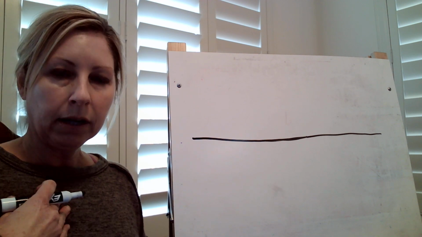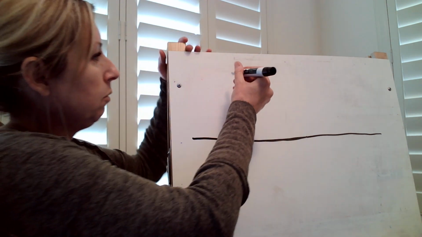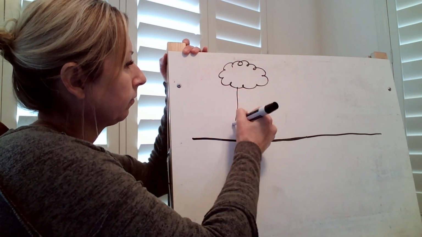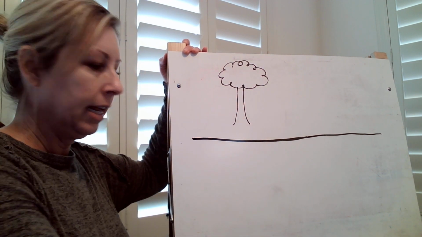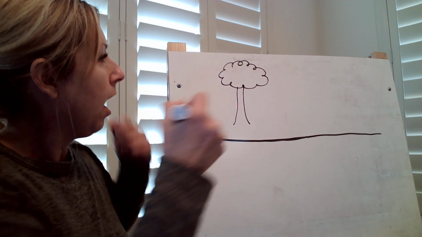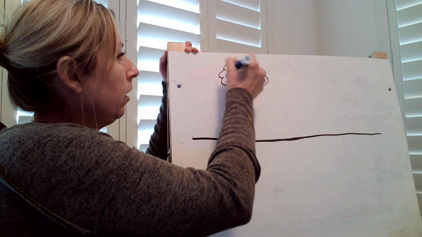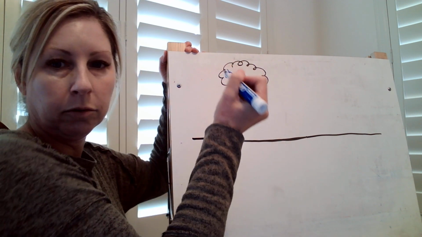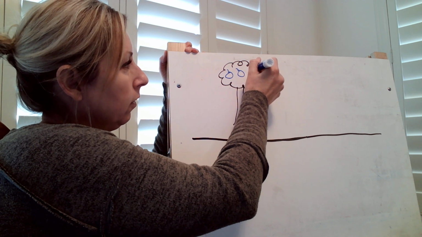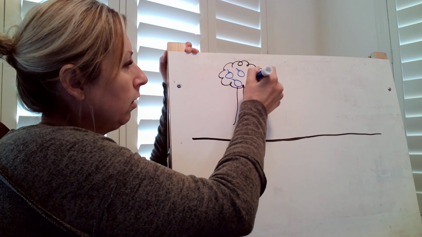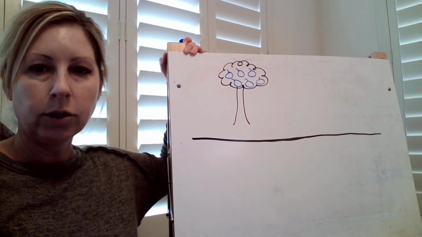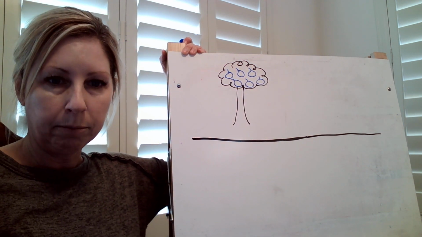Okay, so when I'm coming up with my own word problem, here's what I'm thinking. I have a tree, and in my tree, I have some apples, okay? They're blue. Apples aren't really blue, but that's just the marker I had, so that's okay. 2, 3, 4, 5, 6. Okay, so in my tree, I had 6 apples.